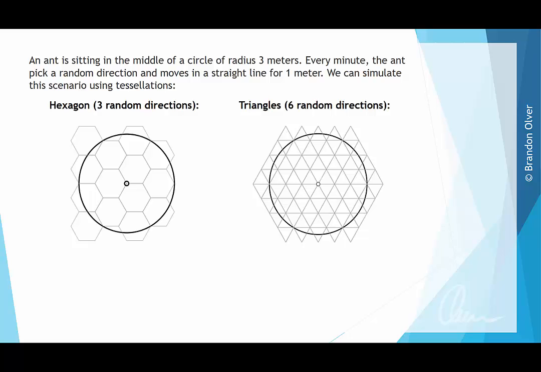An ant is sitting in the middle of a circle of radius 3 meters. Every minute, the ant picks a random direction and moves in a straight line for 1 meter. We can simulate this scenario using tessellations.